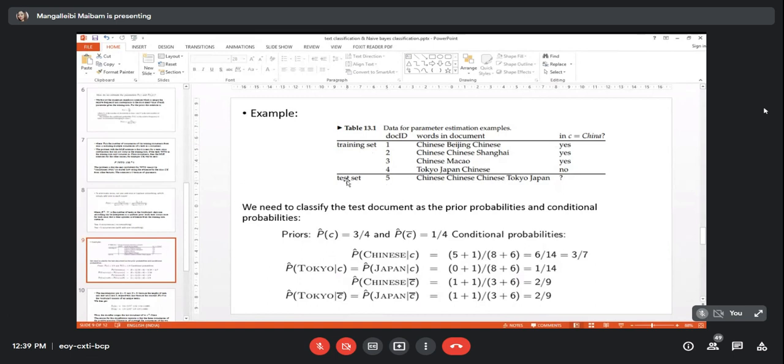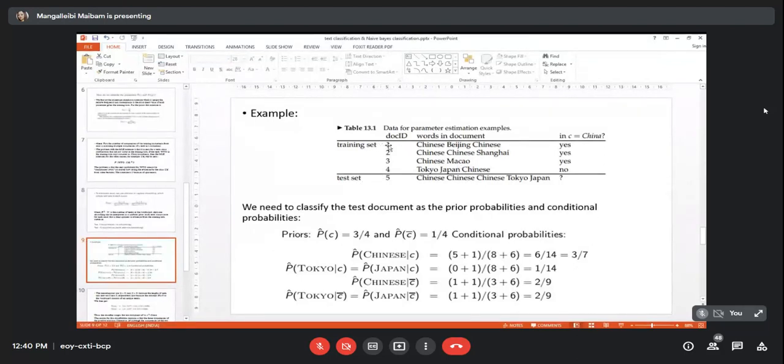Now, our test set is document D5. This is a new document. And we are going to check which class this particular document belongs to. So a question mark is given here. That means we don't know. This is an unlabeled document. We don't know which class this document belongs to. Therefore, we will be using the naive Bayes text classification method in order to determine which class this particular D5 belongs to.